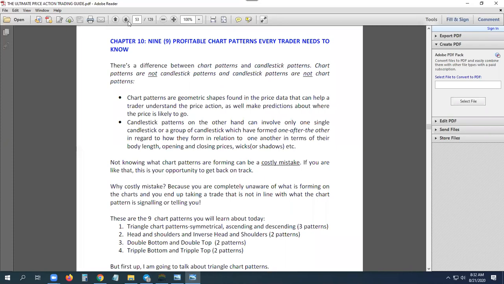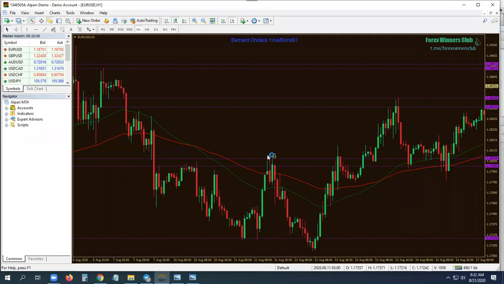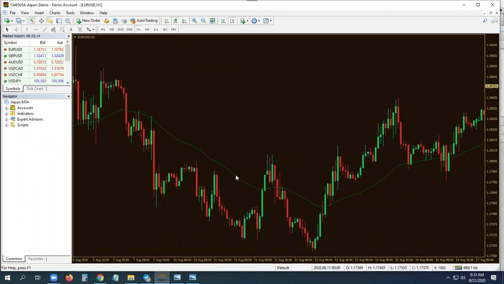Now, if you look at this book, we have some patterns that are formed on the chart that can be traded on their own. Remember, we have two things that use the name pattern. We have candlestick patterns, which are patterns formed from around 1, 2, 3, or 4 candlesticks. But a chart pattern is a geometric shape formed by candlesticks on your chart. Usually, very many candlesticks are involved in forming a chart pattern.